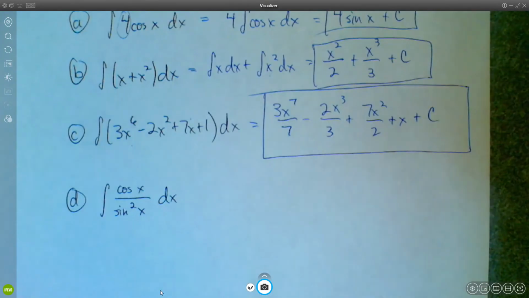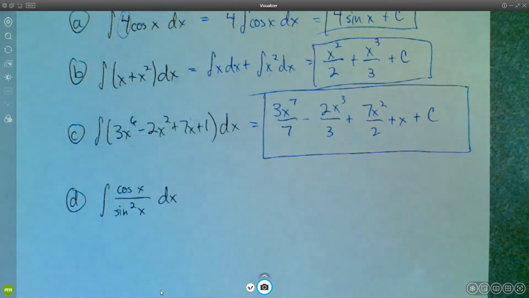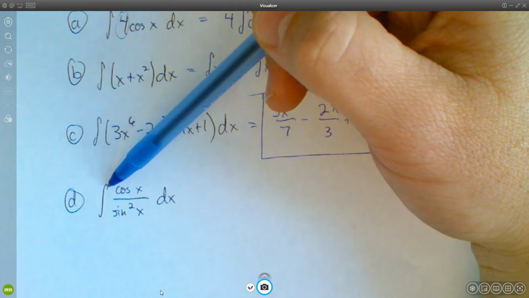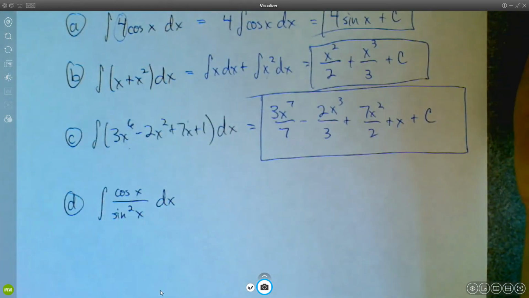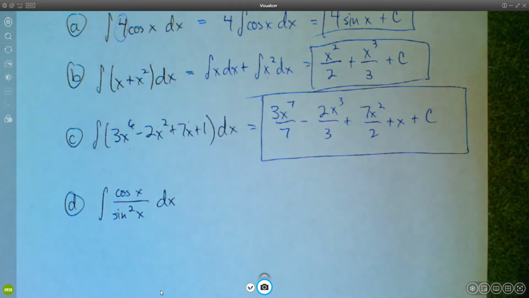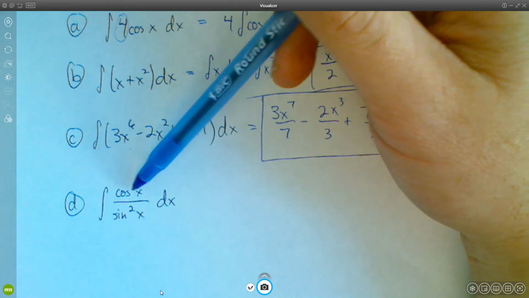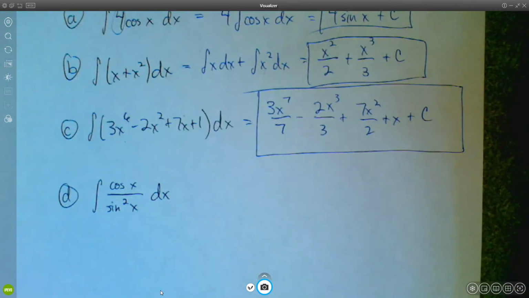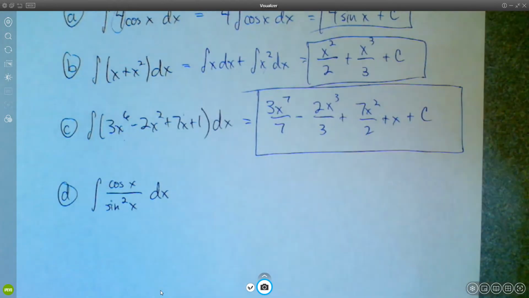So let's say that you were confronted with something like this, cosine x over sine squared x. Now you have a couple of challenges here. First of all, the integral does not distribute across division. Second of all, even if it did, you don't know what the integral of sine squared x is. So we have to try to manipulate this expression so that it looks like something that is the derivative of a function that we know, right?